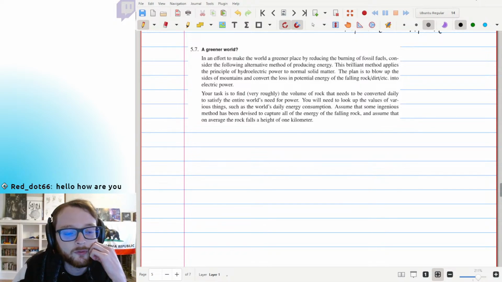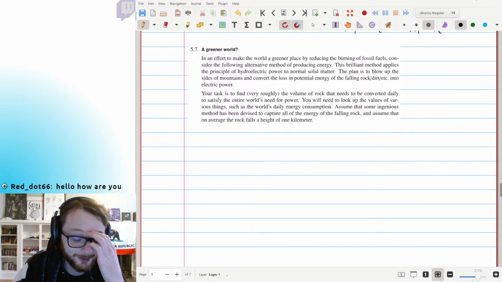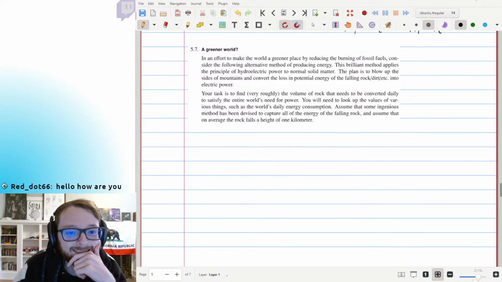The plan is to blow up the sides of mountains and convert the lost potential energy of the flying rock and dirt into electric power. Okay. That's something. Task: find, very roughly, the volume of rock that needs to be converted daily to satisfy the entire world's need for power.